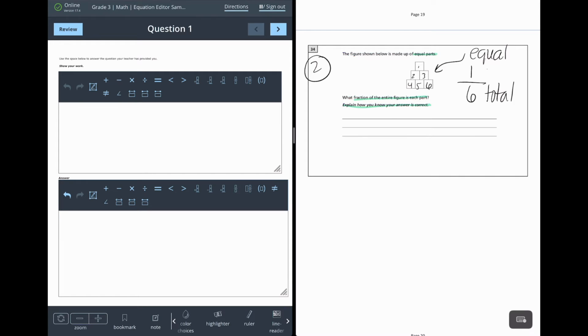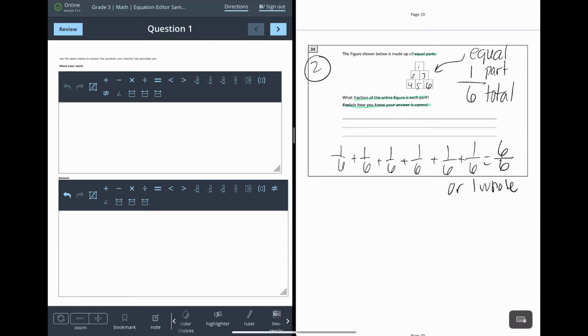Because this is 1 part out of 6. Now, how do I know my answer? I know that 1/6 plus 1/6 plus 1/6 plus 1/6, if I were to add all of them up, I would get 6 out of 6 or 1 whole. So I need to answer that. So what fraction is each part? So for the bottom, I can just put 1/6, or I can say in a sentence, each part is 1/6. So I can hit the little part like this, 1/6. And I would have to explain in words.